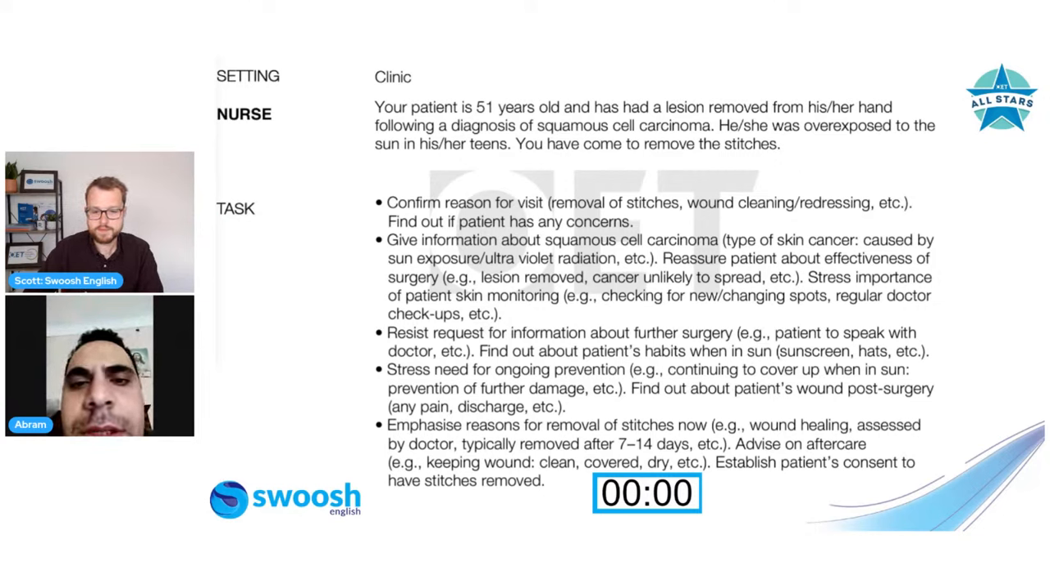Okay, they will typically be removed after 7 or 14 days. Ah, yes, that's right, isn't it? Very good. And what should I do after my stitches are removed? What's the aftercare? I want to tell you something important. You have to keep your wound clean, covered, and dry. Okay, yes. So keep it clean, dry it, and wash it every so often.